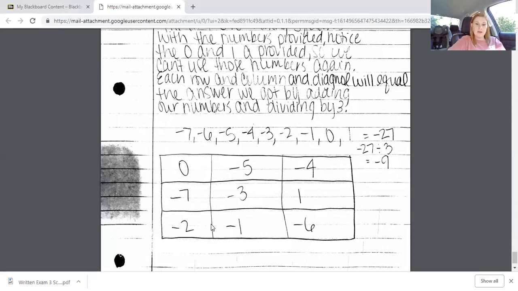And then we'll check the diagonals. We have -2 plus -3 plus -4 will give us -9. And then the diagonal across this way, we'll have a 0 plus -3 plus -6 will also give us a -9.